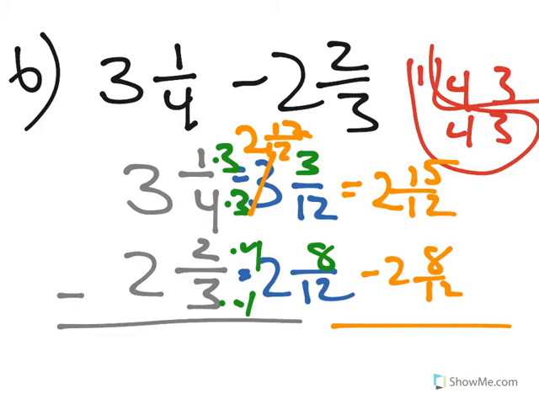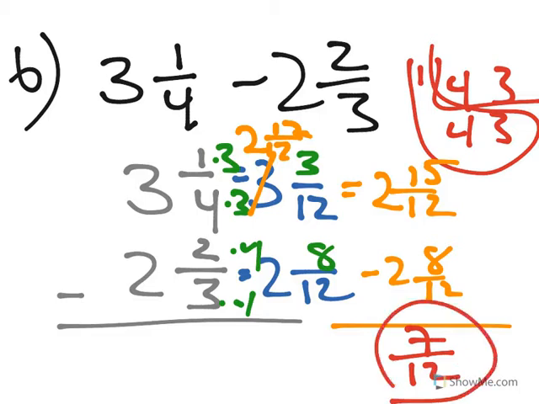So now when I subtract, I have 15 twelfths minus 8 twelfths. I get 7 twelfths. 2 minus 2 is 0, so my answer is 7 twelfths.